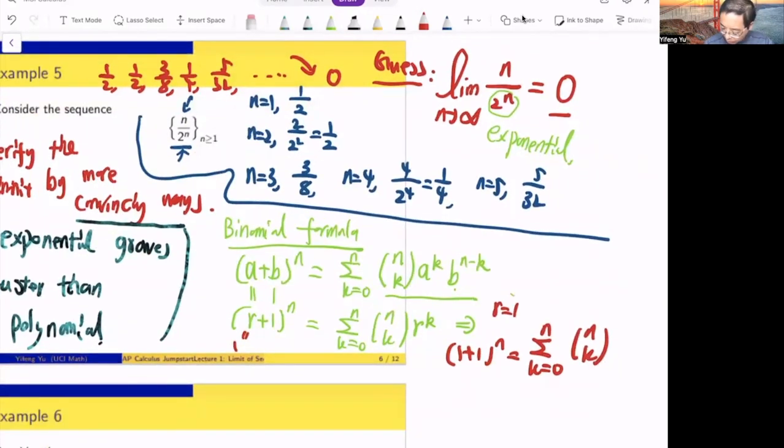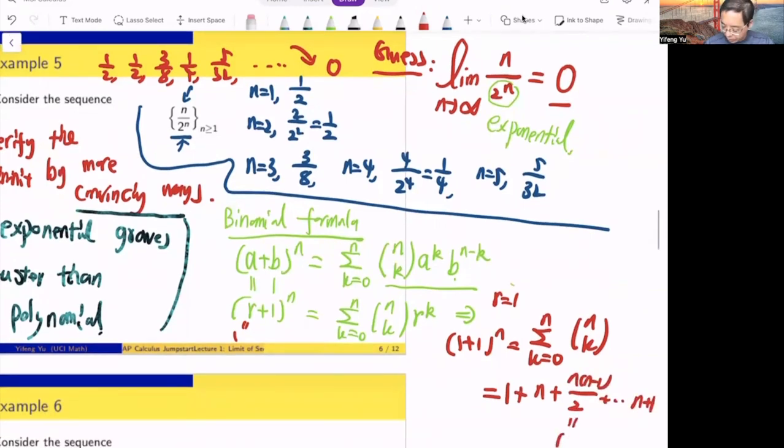And then I can just write out the first term, which will be just one, and the next term will be n. So the next is one half n times n minus one, and the last one is one plus one. Okay, and this is just n choose two, right? All right, so then this is two to the n. We get this equality, right? We get this equality to the n.